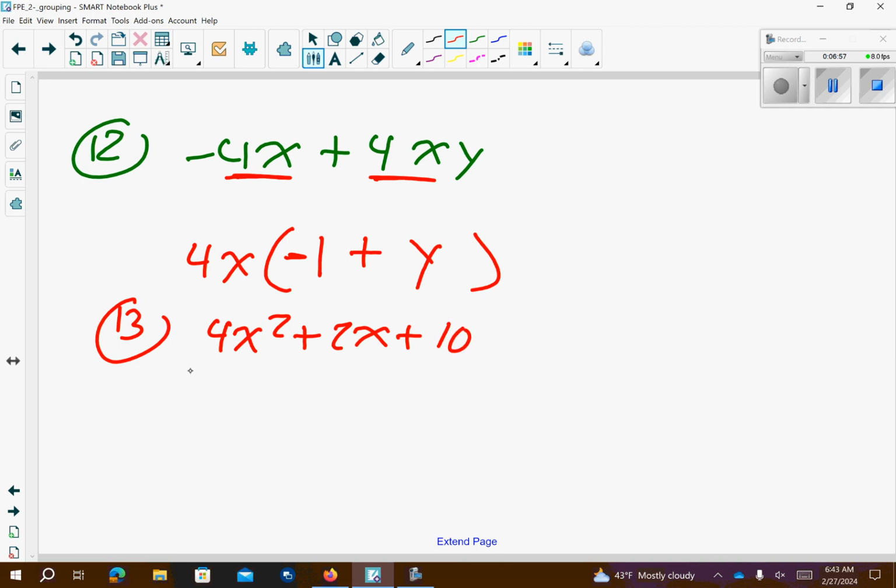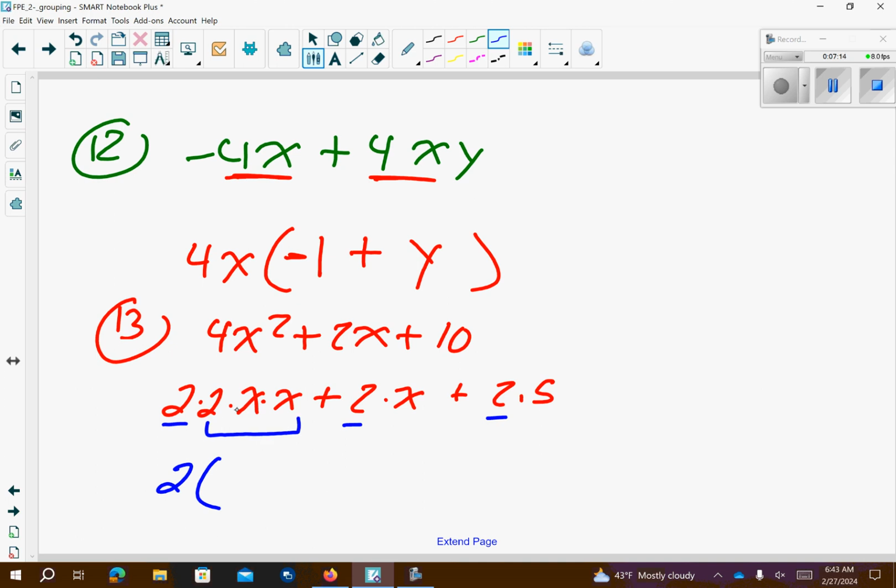Number 13, looks like we have 3 terms. Okay, so I know that 4 is 2 times 2, and then x squared is x times x. 2 won't break down any further, that's 2 times x, and 10 breaks down to 2 times 5. So looking at the 3 terms, I have a 2 in common of all 3 terms. Bring a 2 out front, put this back together, 2 times x is 2x squared, plus the 2 was factored out, so I'm left with an x, plus the 2 was factored out, so I'm left with a 5. And there's my answer.